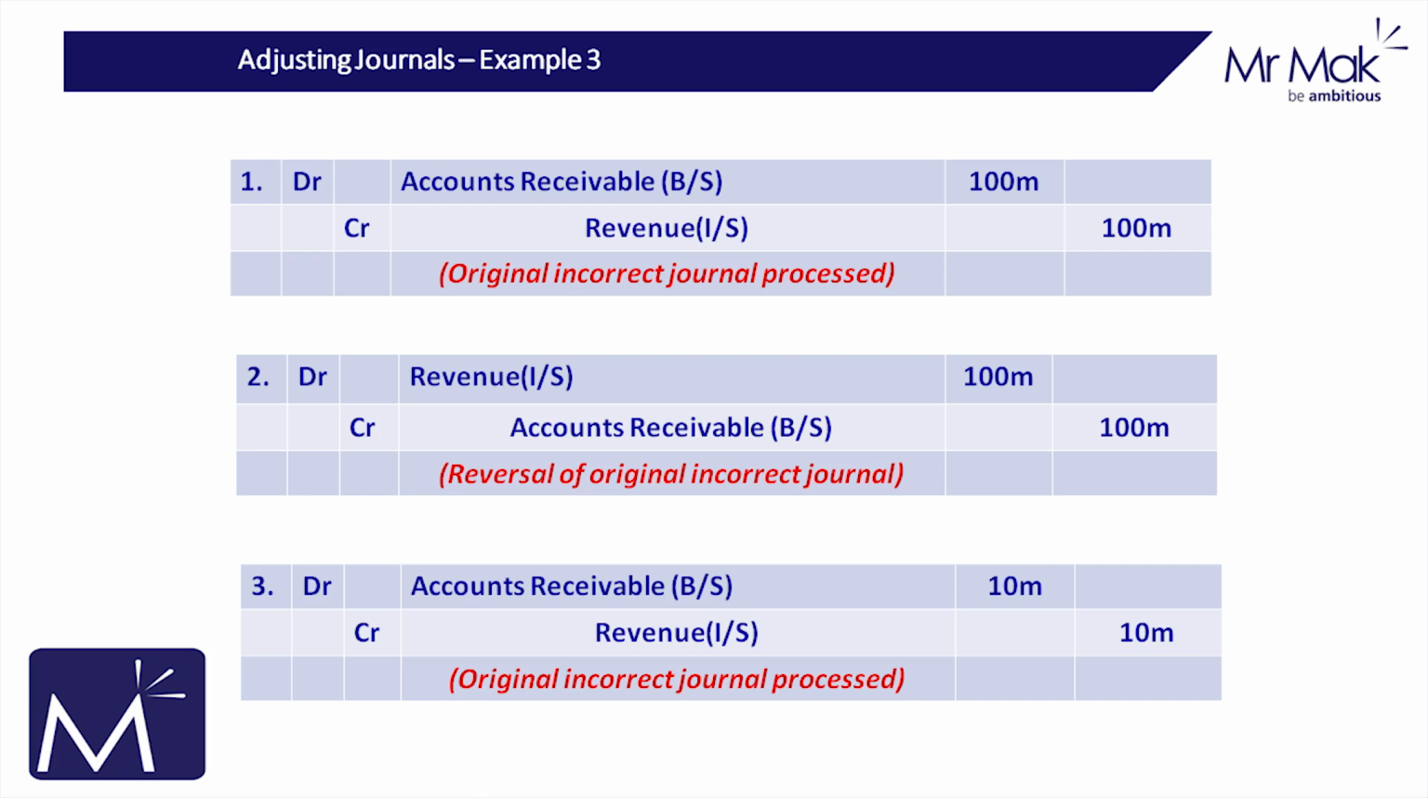We have to reverse this. So we're going to debit revenue in the income statement, 100 million, and credit the accounts receivable, 100 million in the balance sheet. We're then going to put through the correct entry. It should only have been 10 million. So we're going to debit accounts receivable, 10 million, and we're going to credit our revenue, 10 million.